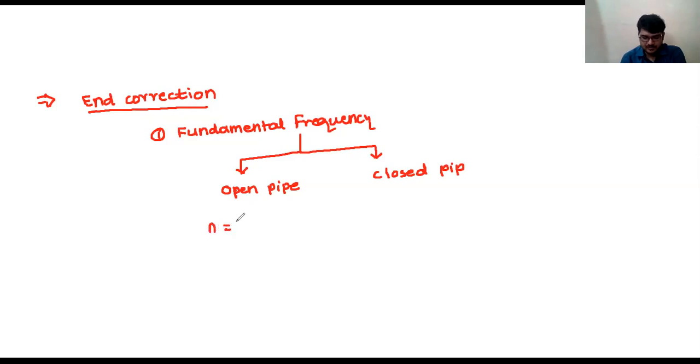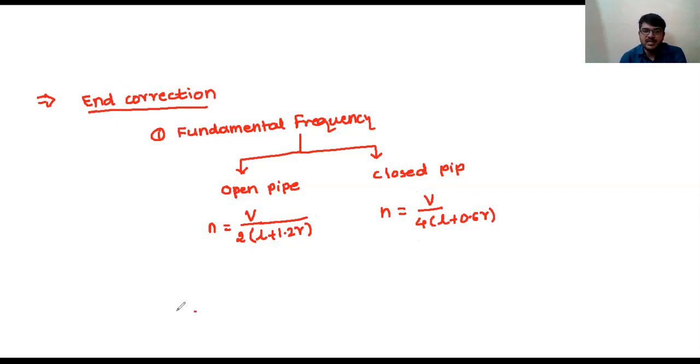n is equal to v by 2 into bracket l plus 1.2 r. In case of open pipe we got this as a fundamental frequency. In case of closed pipe we got fundamental frequency like this: v by 4 into l plus 0.6 r. This is the fundamental frequency in case of open pipe and closed pipe, including end correction.